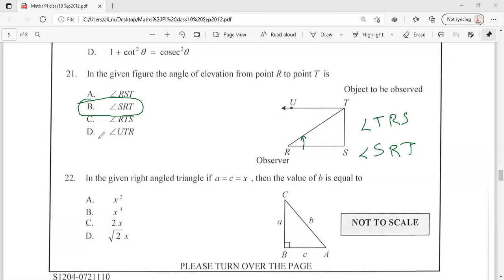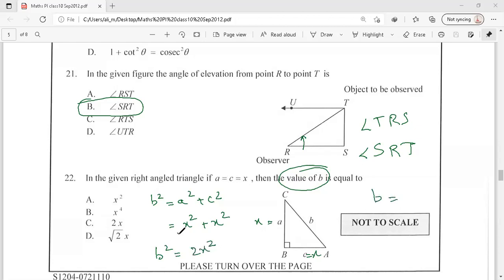Then we have question number 22, in which we have a right angle triangle in which AC is equal to x. These two are equal to x, and we have to find the value of b. According to Pythagoras theorem, b square equals a square plus c square, and the values of a and c are x and x. So it will become x square plus x square. B square is 2x square, and the value of b, by taking root on both sides of the equation, is square root 2 into x. So the right answer is option D.